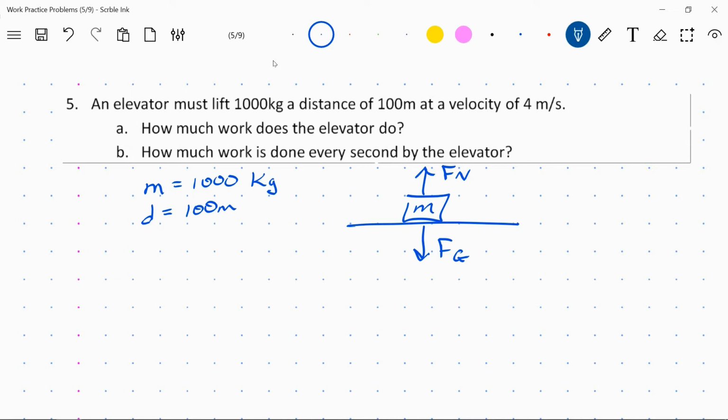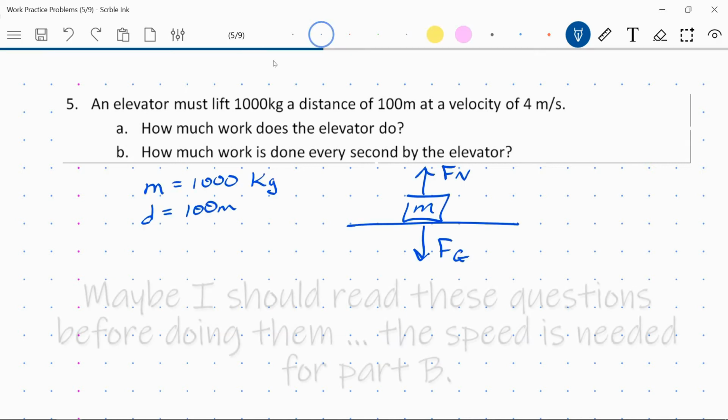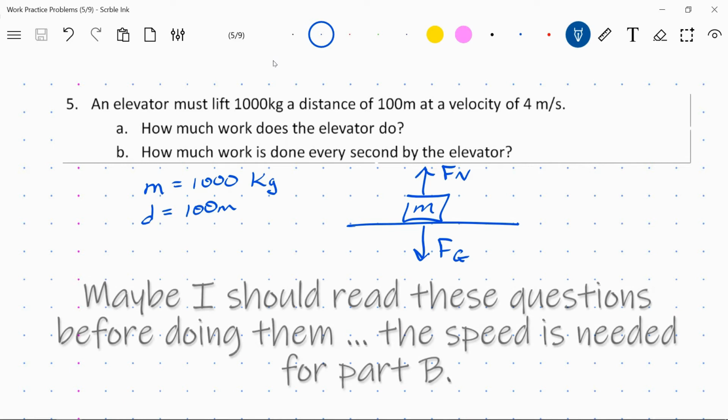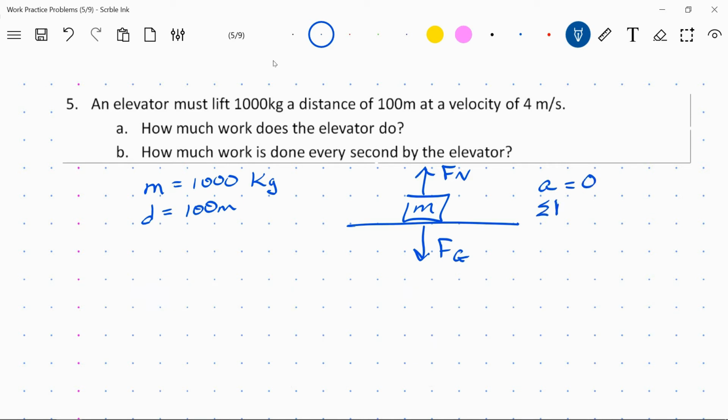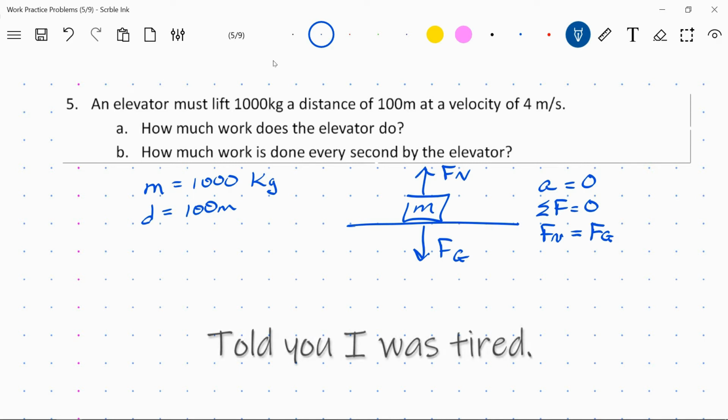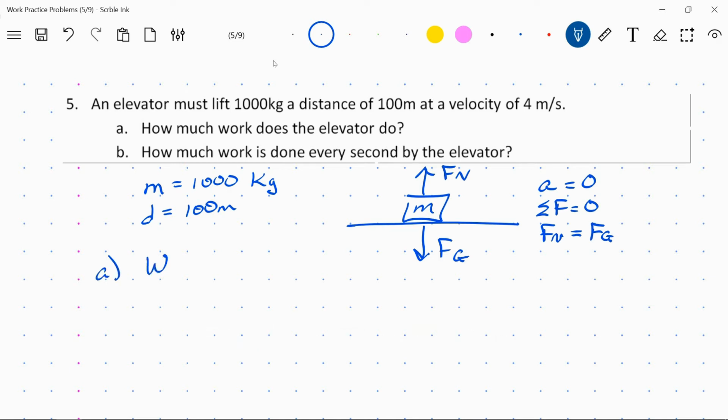I haven't looked at these problems ahead of time, so honestly, I'm thinking here that speed is not, well, actually, okay, I'll show you an alternative way to solve that in a minute. I don't really need that speed. What I really need to know is that it's not changing. So the acceleration is 0. The net force is 0, so the normal force will certainly match the force of gravity. Otherwise, it would be accelerating. So the velocity of 4 is really not needed here. So part A, how much work did the elevator do?